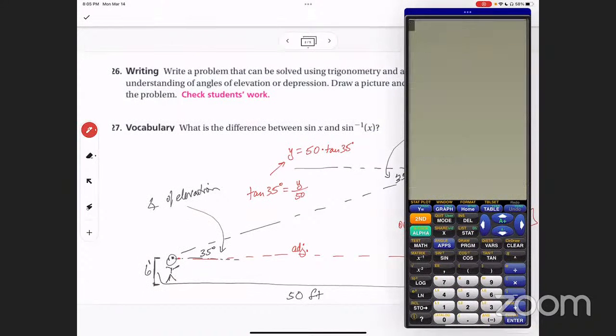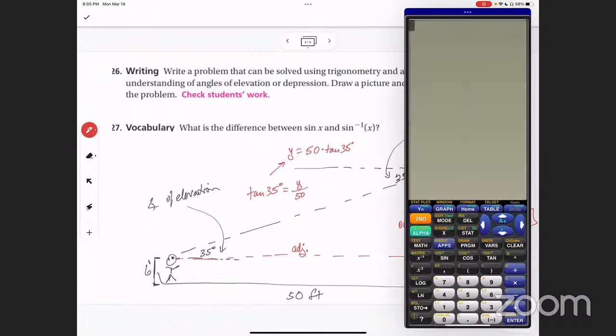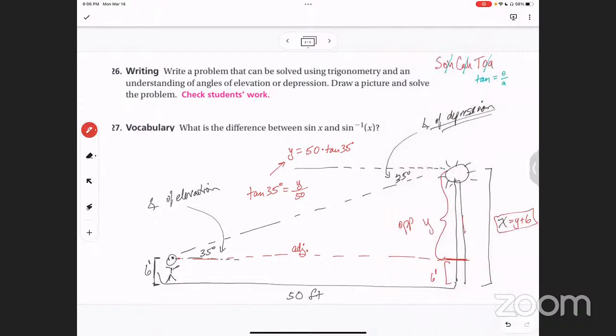Now I'm going to open my calculator. Make sure you're in the right mode. You got to be in degrees, right? Make sure your calculator's in the right degree mode. So it's 50 times the tangent of 35 degrees. And hit enter. And there's your answer, 35.01. So Y equals 35.01 feet.